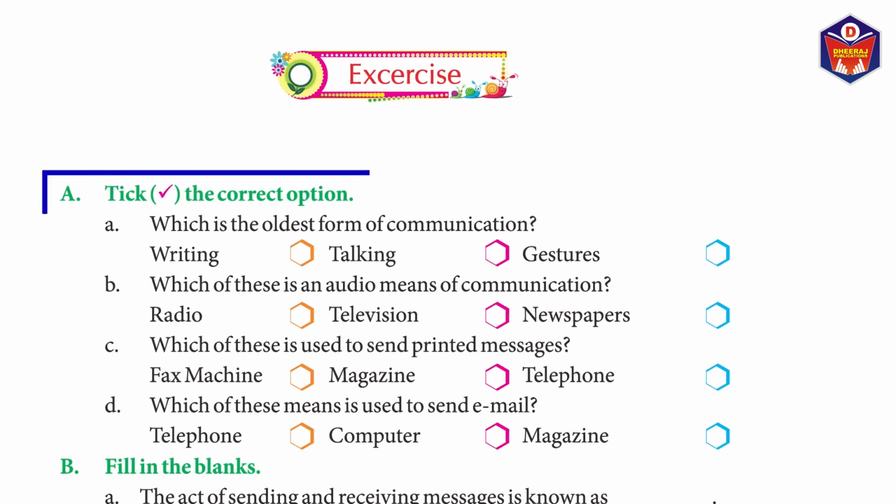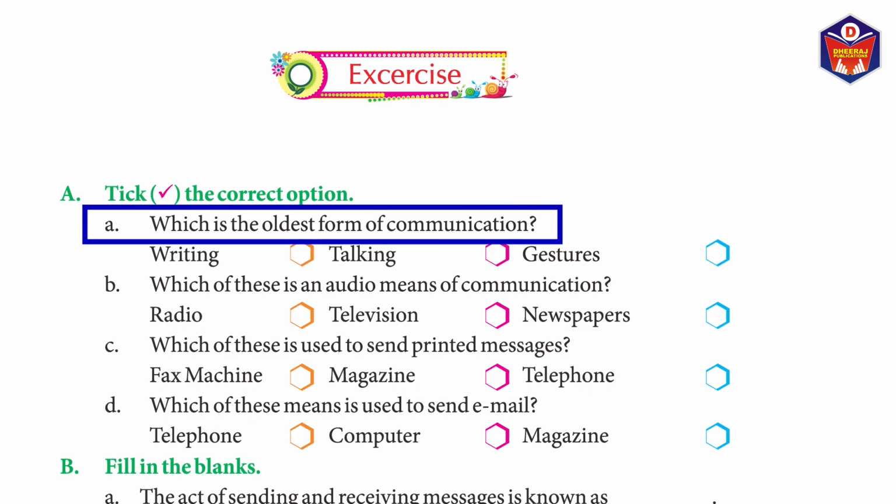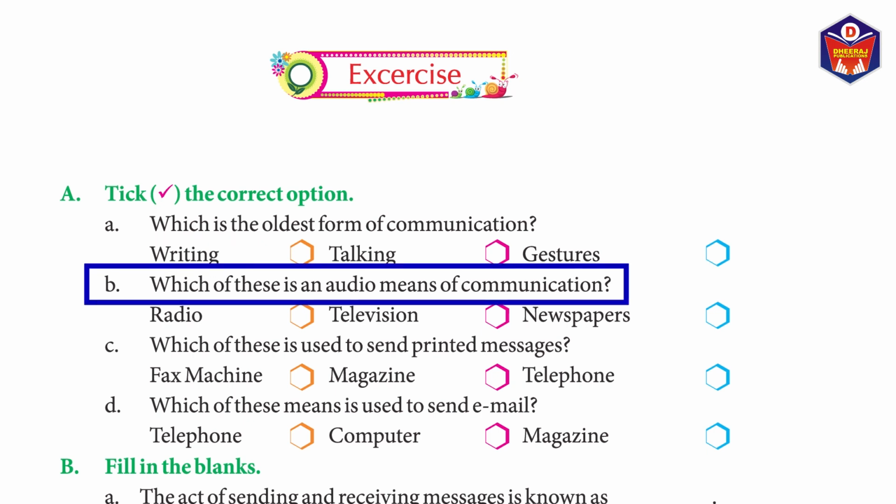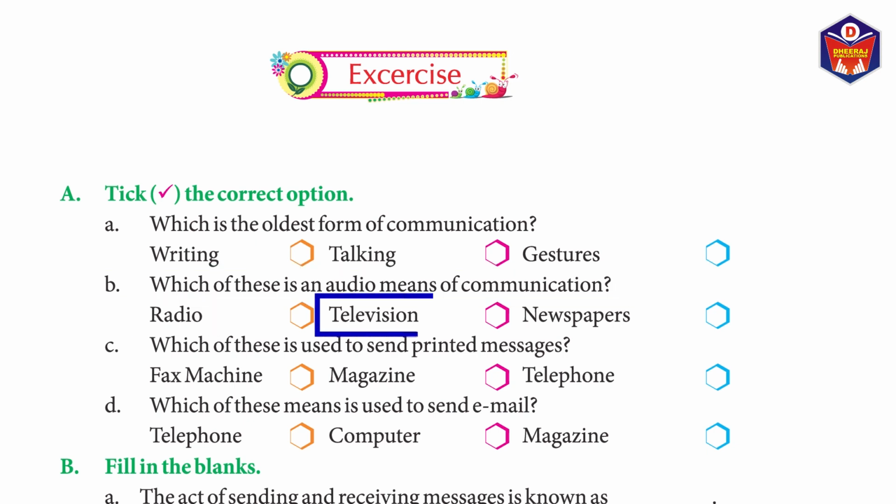Exercise. A. Take the correct option. A. Which is the oldest form of communication? Writing, talking, gestures. Answer. Writing. B. Which of these is an audio means of communication? Radio, television, newspaper. Answer. Radio.